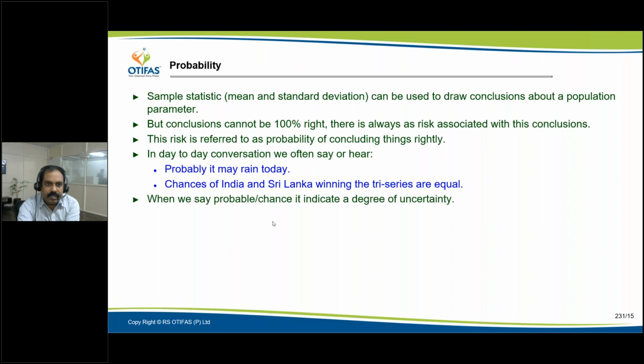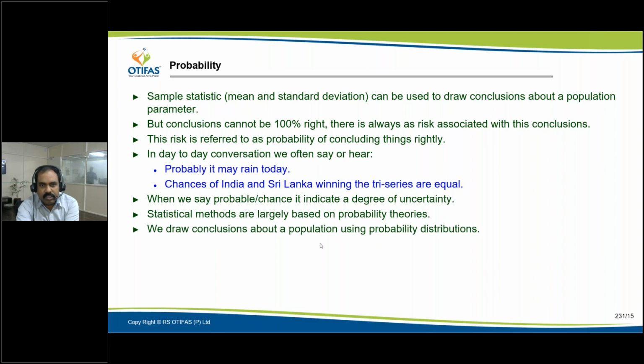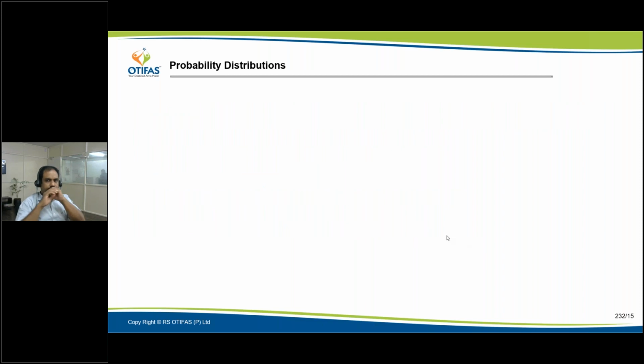When we say probable chance, it indicates a degree of uncertainty. Statistical methods are largely based on these probability theories. We draw conclusions about a population using probability distributions. I'm not going into the details of probability distributions because we don't have to use them.